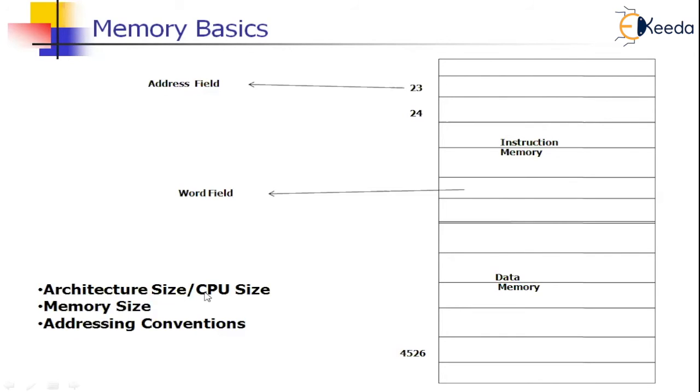This can also be called CPU size. So if the architecture size is 16 bits, then every word size within the main memory should be equal to 16 bits. If it is 32 bits, every word in the main memory should be equal to 32 bits. If it is 64, every word in the main memory should be equal to 64 bits.